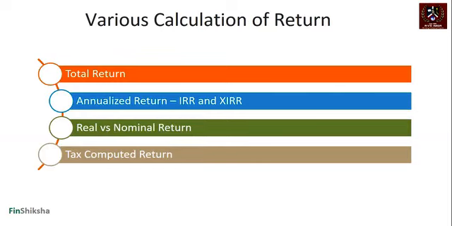We will, over the course of this unit, cover some more calculations of return. When we look at percentage returns, returns could be in terms of total return you make on an investment. What is the CAGR, the annualized return that you have made on that investment? We'll use IRR and another formula called XIRR in this. We will look at real versus nominal rate of return, where we will look at the impact of inflation as such. And then in real life, taxes are an important reality. Whatever returns you make, there could be taxation on it. So what is the tax computed or tax adjusted return? We're going to look at that as well.